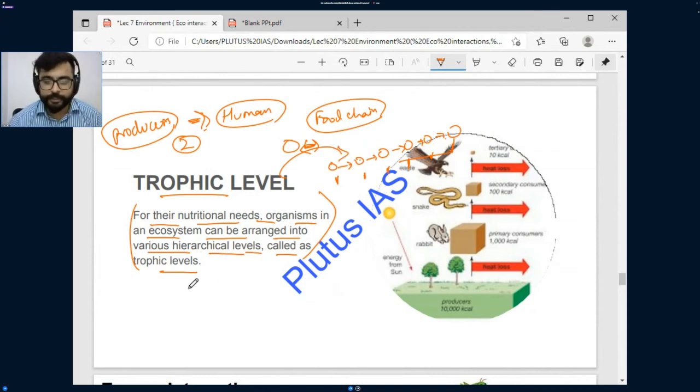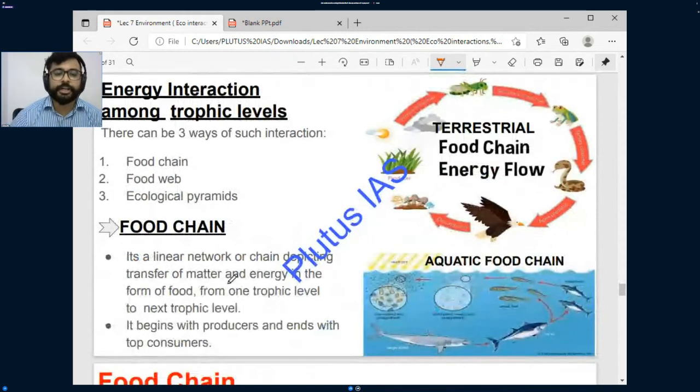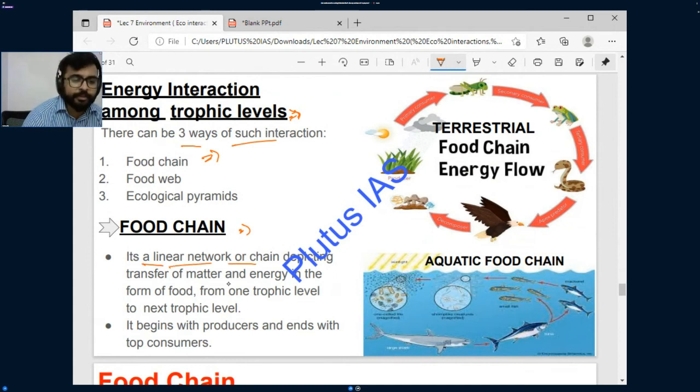Then further, energy interaction among the trophic levels. So what are the different types of energy interaction between the trophic levels? There are three ways energy can be transferred. First is the food chain. Let us discuss this food chain only in this class. Food chain is quite simple. It is a linear network or a chain depicting the transfer of matter and energy in the form of food from one trophic level to the next trophic level. It generally begins at a producer and ends at a top consumer.